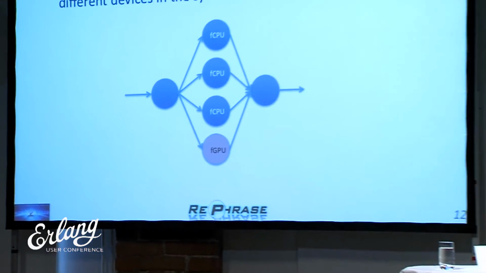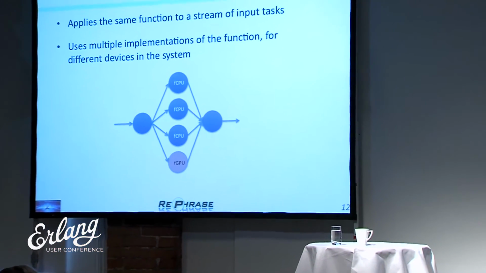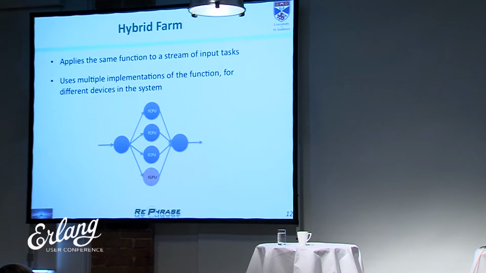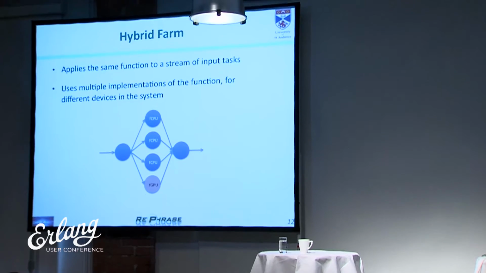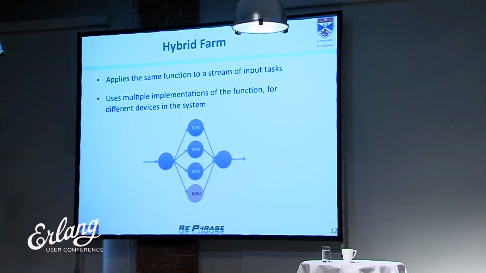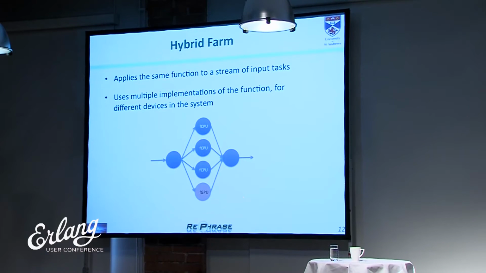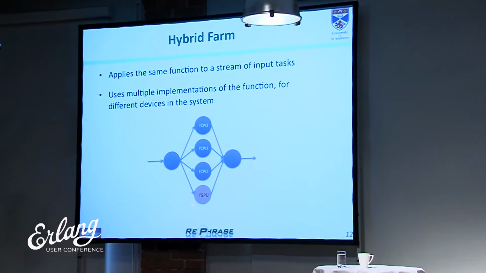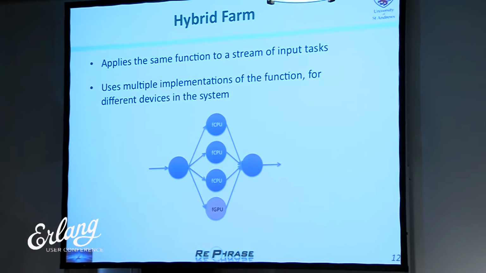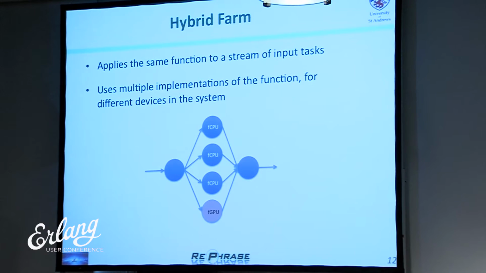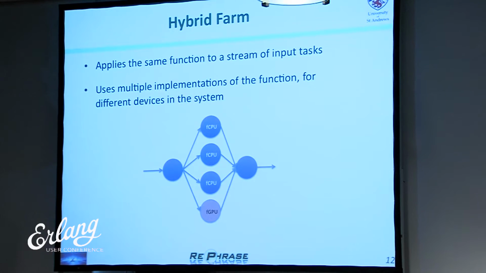So talking about these hybrid skeletons, what are they all about? I talked briefly before about these patterns, like farms and pipelines. Well, a hybrid skeleton is quite simple. It basically extends the idea of a pattern, but it adds in a new kind of component. This component in pink here, that's what we call a hybrid component. This is something that can operate on a GPU or some kind of accelerator.